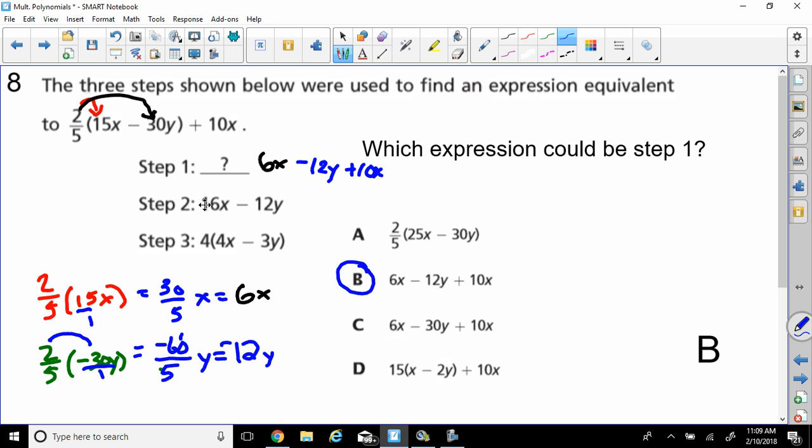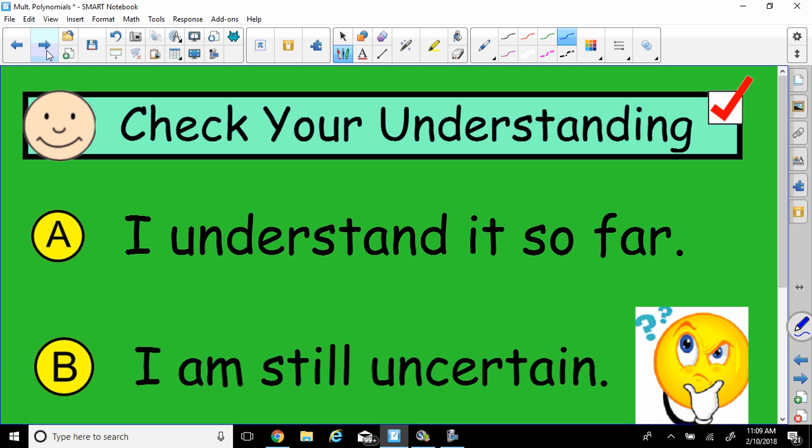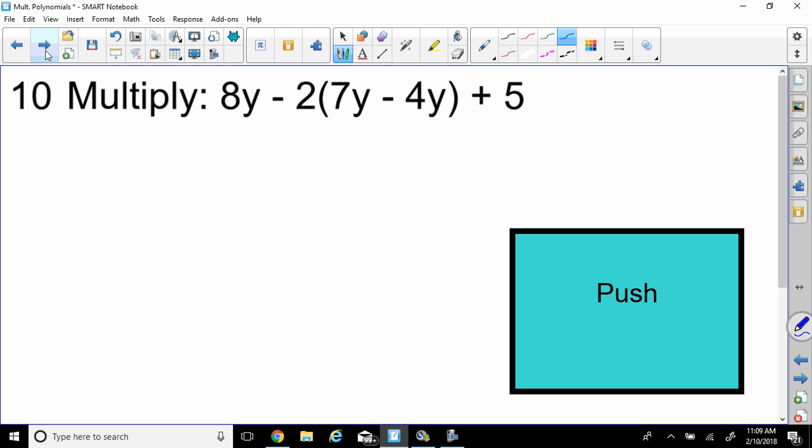So they distributed. They want you to distribute and figure out your answer. And you can even simplify that more. And I like how they did this on the bottom here, how they factored. So we'll talk about that later. Check your understanding. If everything is going okay, great. If not, watch the video one more time, write down your questions, and we'll answer them in class.